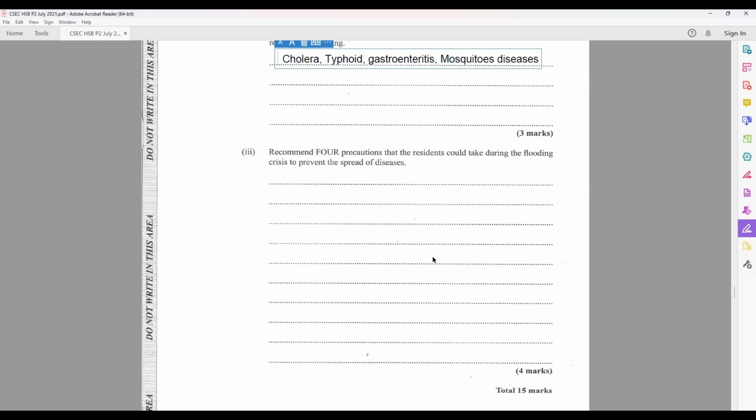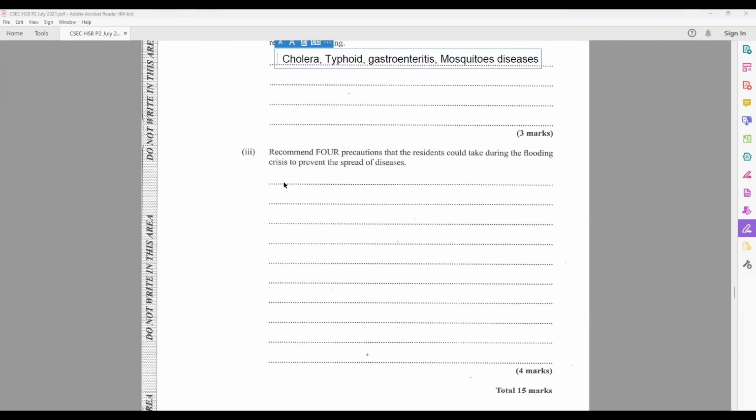Recommend 4 precautions that the residents could take during the flooding crisis to prevent the spread of diseases. First one, stop playing in the water. Leah was playing in the water the whole day. A precaution would be to stop playing in the water.